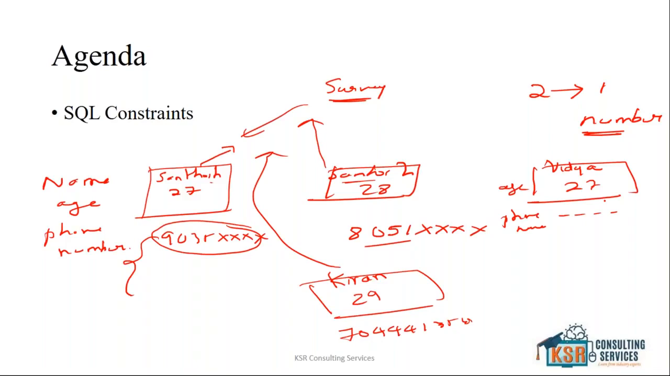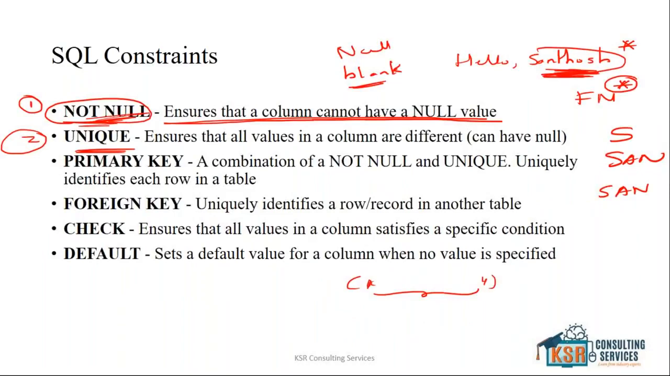This is what I am calling a unique key. What happens in the unique key? It ensures all the values in a column are different. Everyone will have different phone numbers. But also understand that some people can ignore the phone number. They will say that they are not interested in sharing it. It can have null values. This is what is called a unique key.